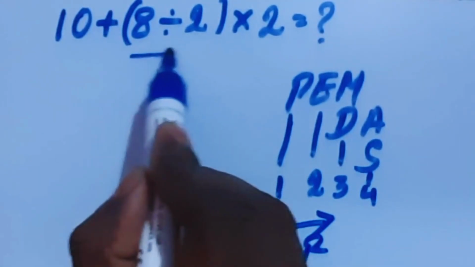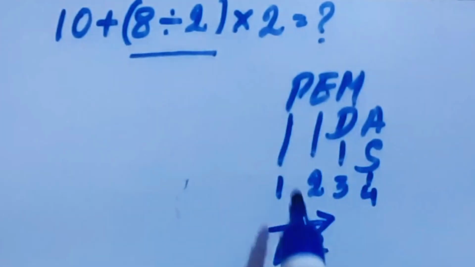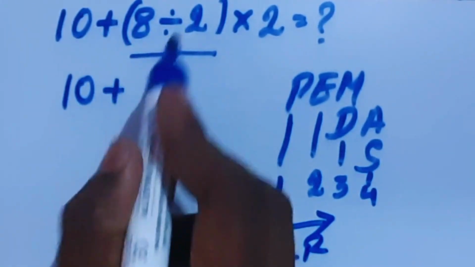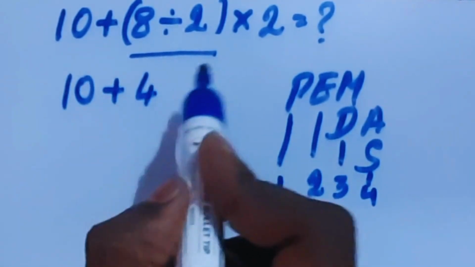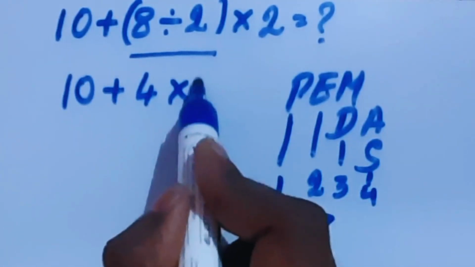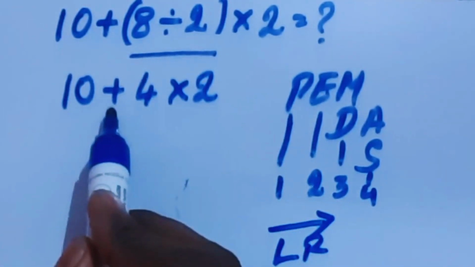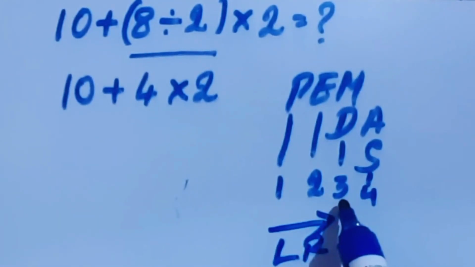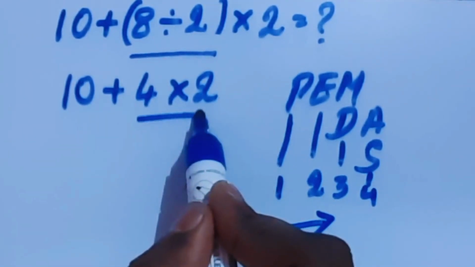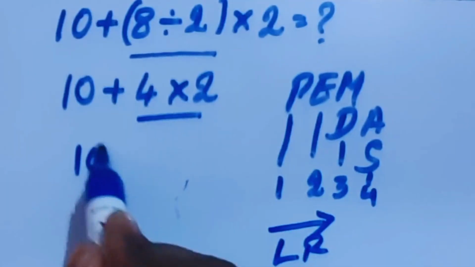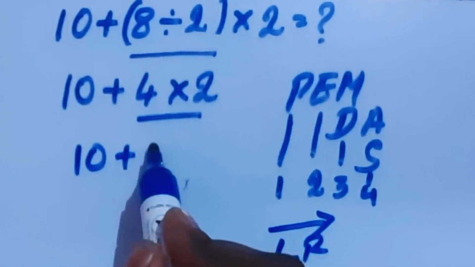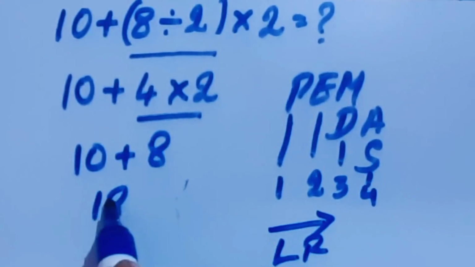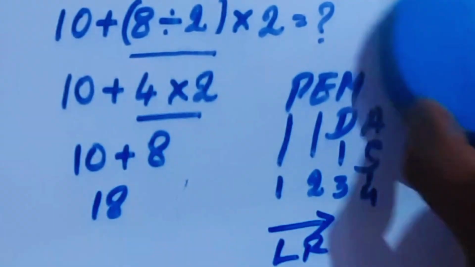Now we have to do this bracket first as per this order of operations. So 10 plus this is 4 times this 2. Now here, addition and multiplication. Multiplication is higher priority, which is third priority. You have to do this now. So 10 plus, here it is 8. So 10 plus 8 is 18. This is the correct answer.